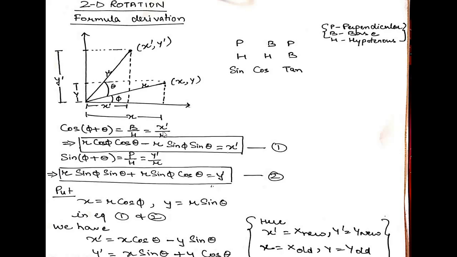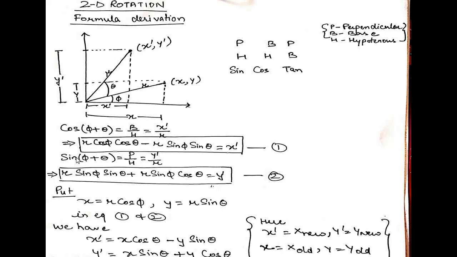After solving this expression, we cross multiply r to this side: r cos of phi plus theta, after opening this bracket, is r cos phi cos theta minus r sin phi sin theta, equal to x bar. This is your equation 1.